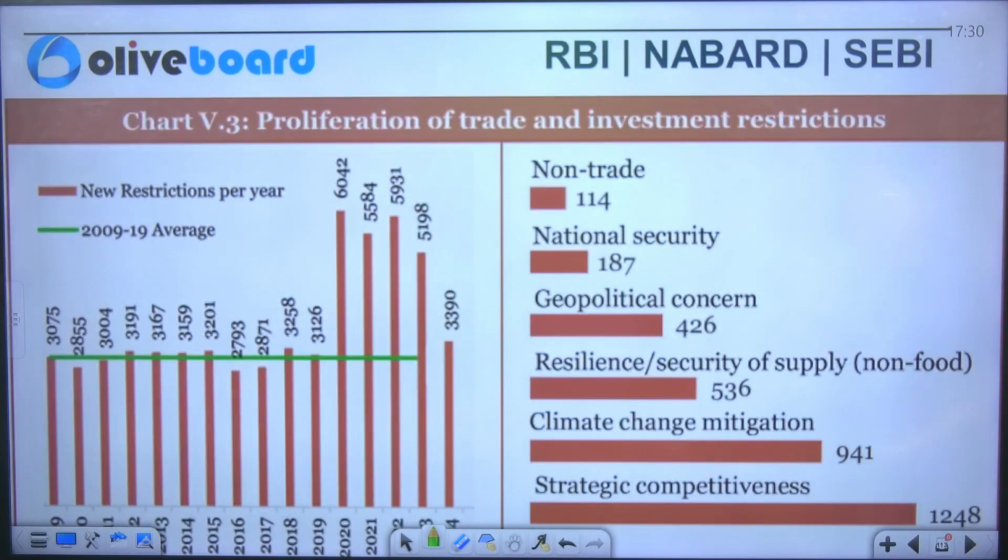Now you can see the graph here. Here we are talking about the proliferation of trade and investment restrictions. You can see that if I talk about 2024, it has reached new restrictions ranging between 3,000 and 3,390. Similarly, this shows non-trade, national security, geopolitical concerns and the rest of the things.